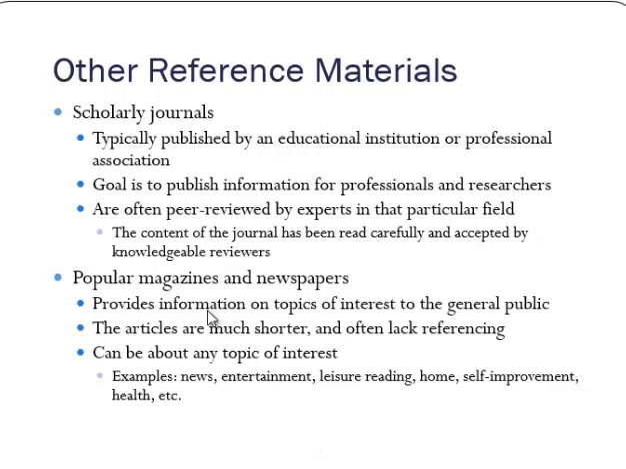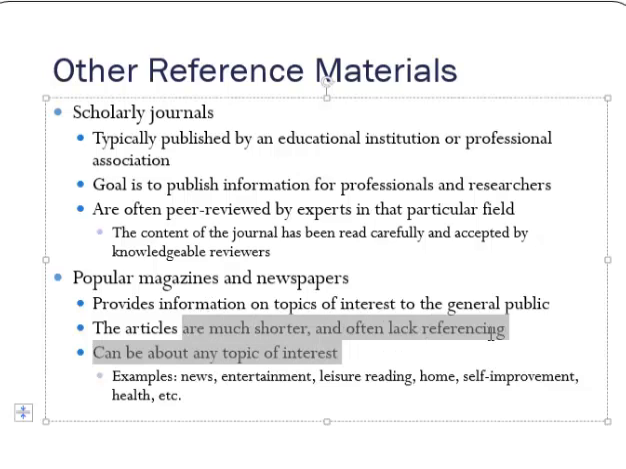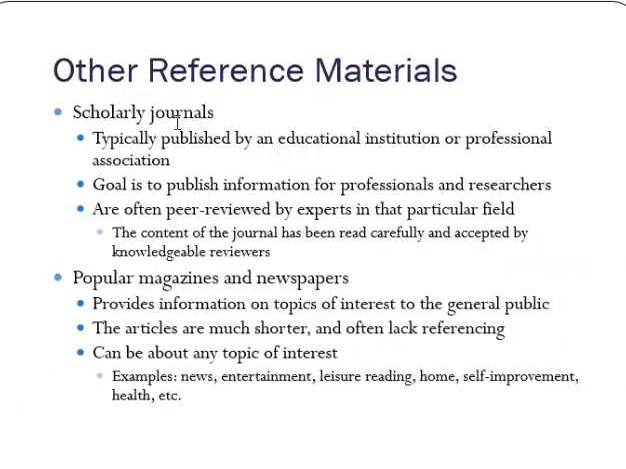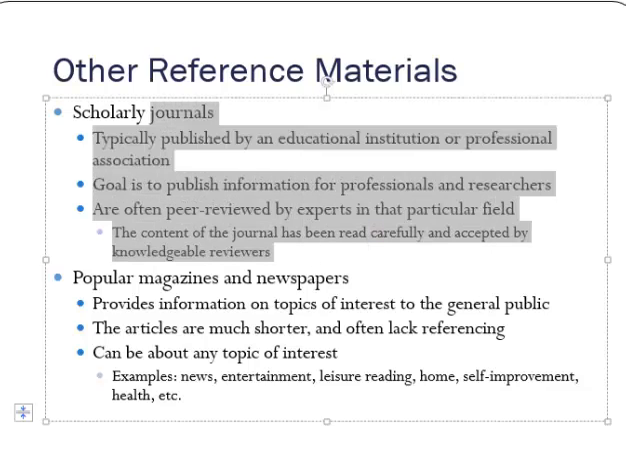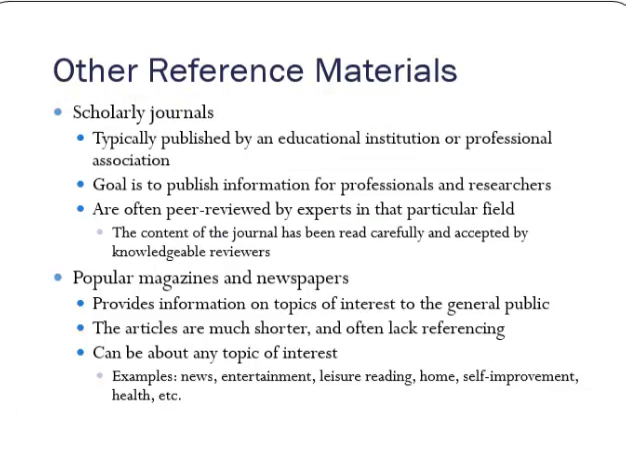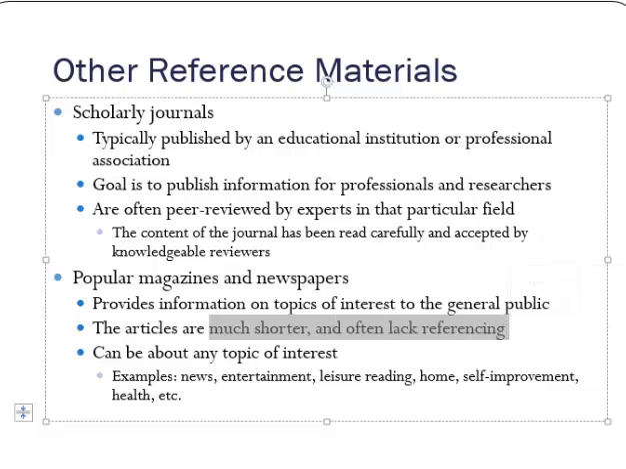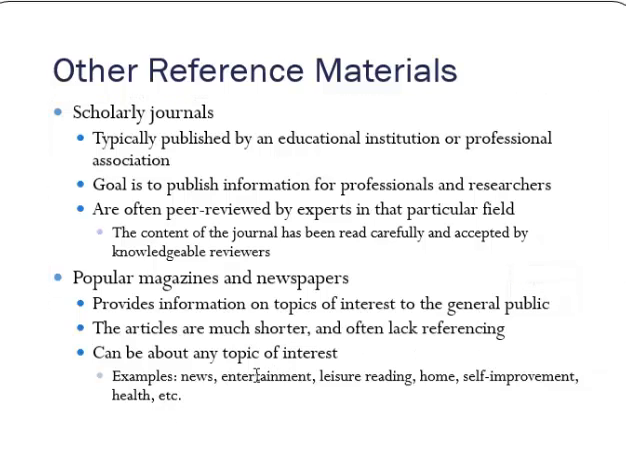Popular magazines and newspapers also provide information to the general public. The articles are usually much shorter, and may not have any sources. Scholarly journals have to have their sources in them. A law review article might have 250 footnotes with all sorts of different citations, and other scholarly journals do the same thing. But a popular magazine does not necessarily have to have any references, and it can be about any topic like news, entertainment, leisure, home, self-improvement, health, etc.